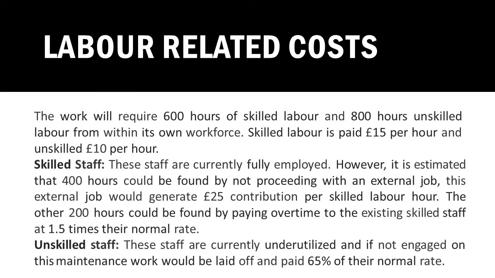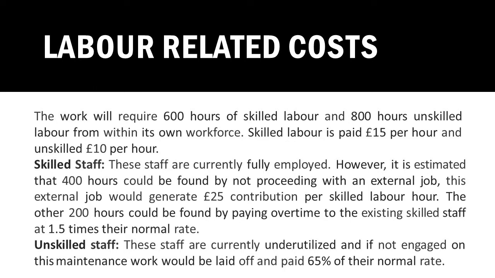Opportunity cost. So we will arrange 400 hours by not doing a job. So we'll pay our labor 400 hours times 15 plus 400 hours of contribution loss, that's times 25. And then the other 200 hours could be found by paying overtime to existing skilled staff at 1.5 times their normal rate. So it's 400 hours at normal rate of £15 and 200 hours at overtime rate, which is 1.5 times their original, £22.50 per hour.